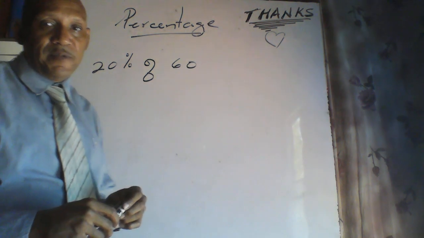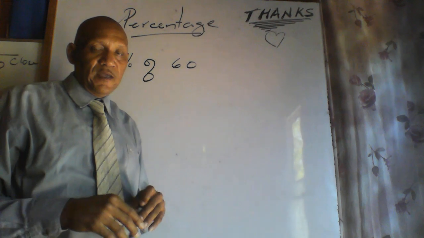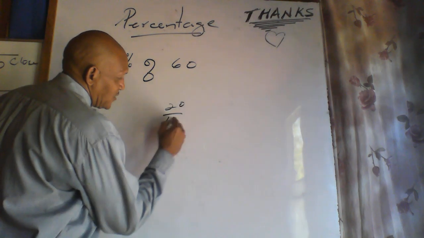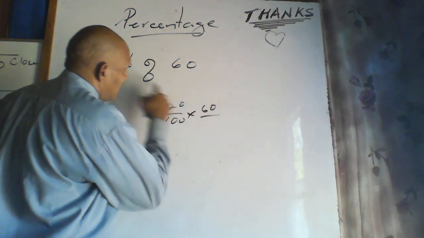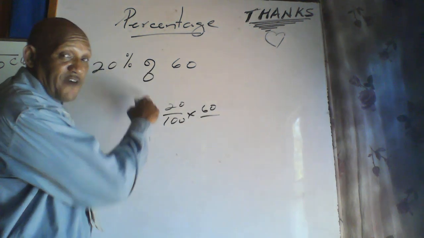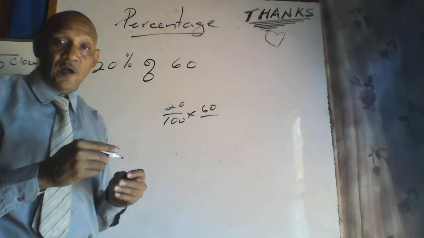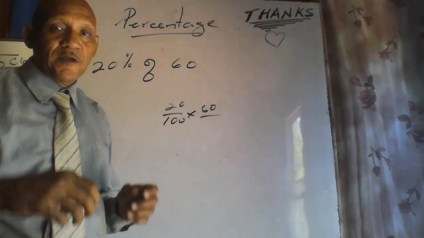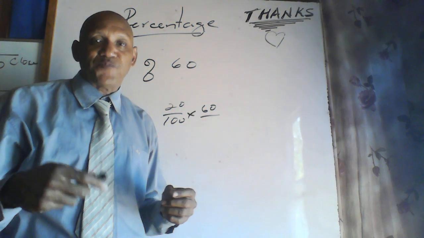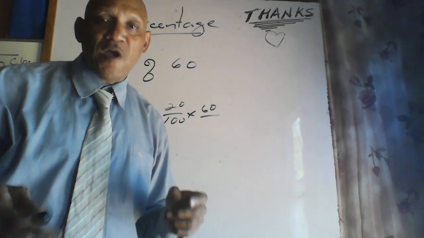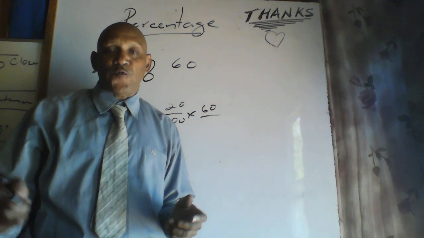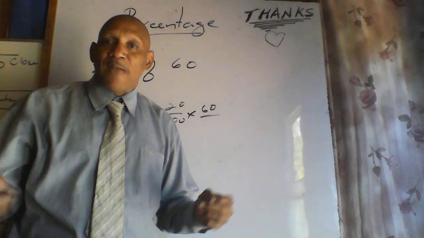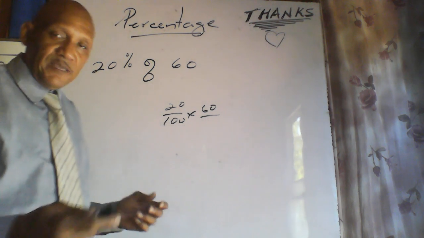Here's a very simple problem. 20% of 60. I could just put 20 over 100 times 60, because "of" means to multiply. Remember, "of," "product," "times," these mean multiply. What is the product of 6 and 4? Product means to multiply. 6 times 4 is 24. Or they would say 6 times 4. Same thing.